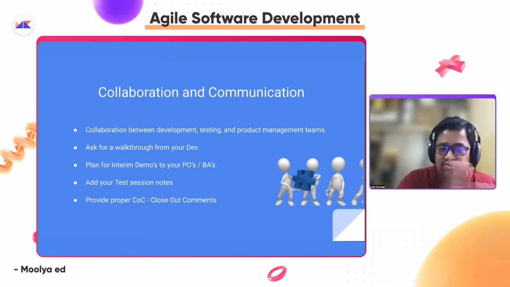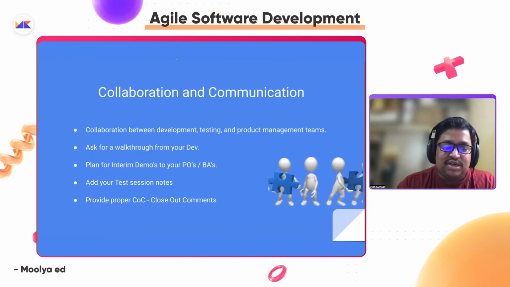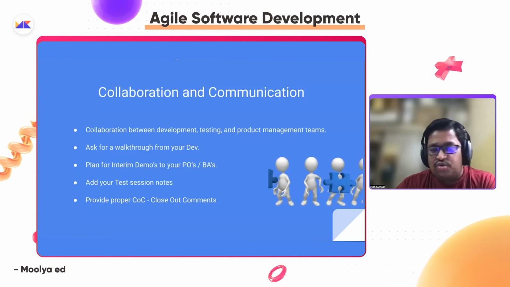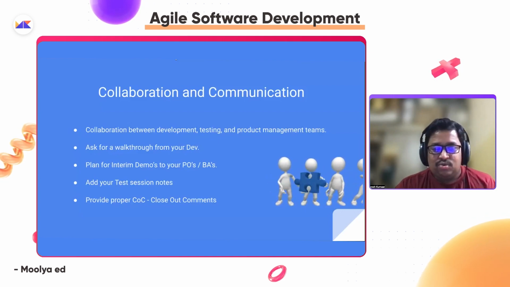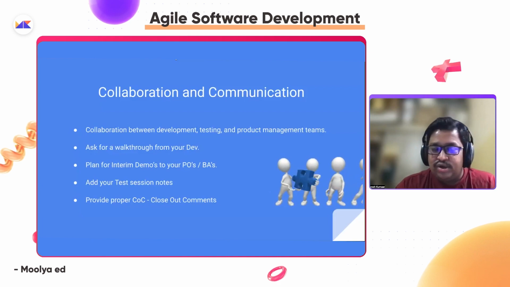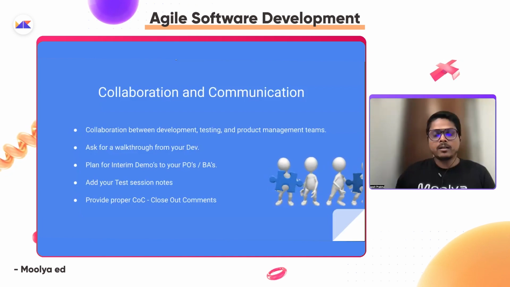These are all the things that are out of scope, in scope, and these are all the bugs found during this execution. So they'll get clarity on what this user story is all about. So yeah, Logesh, your take on collaboration and communication.